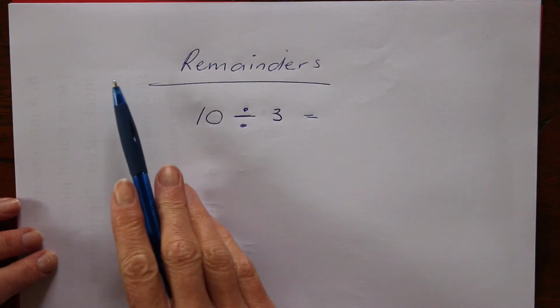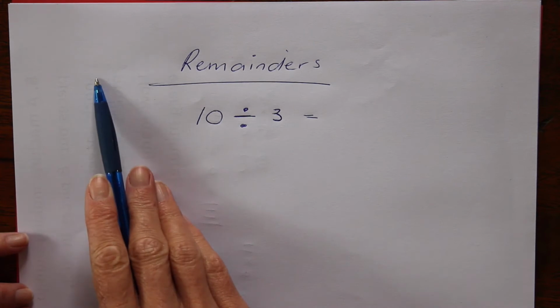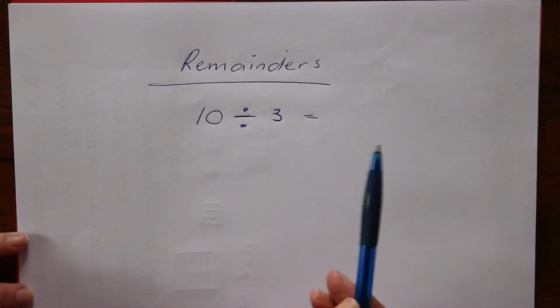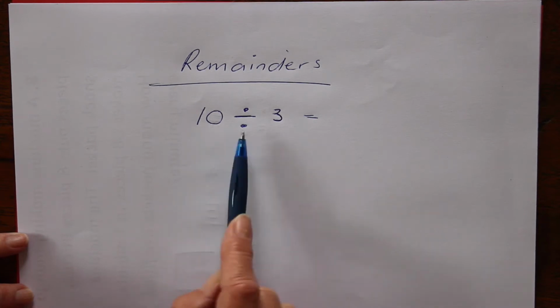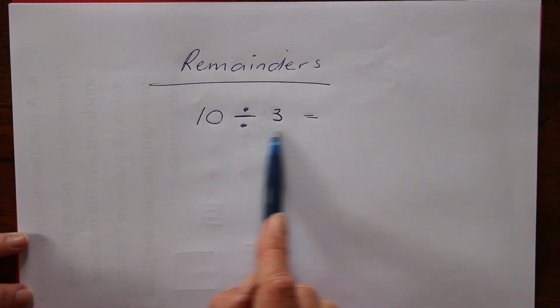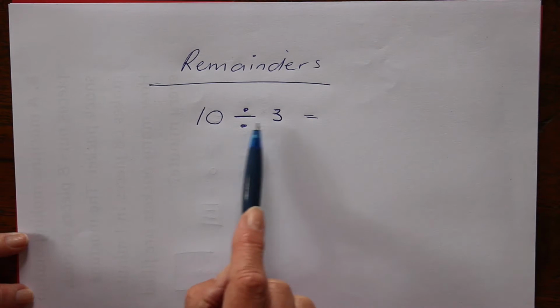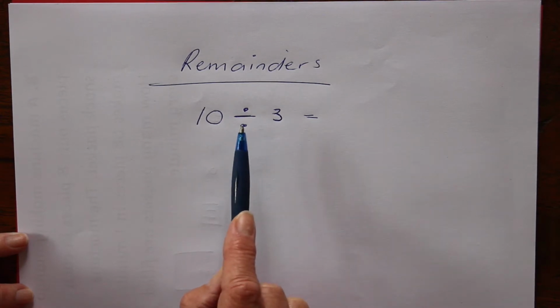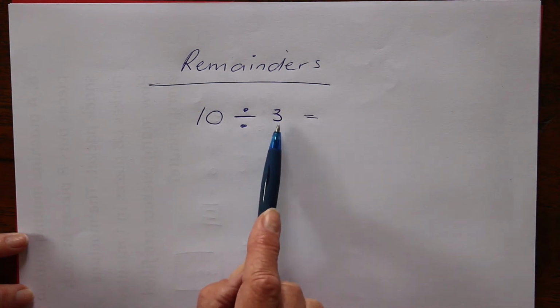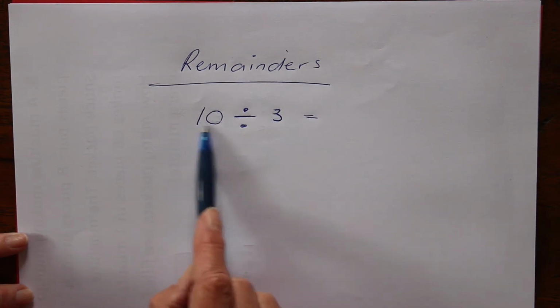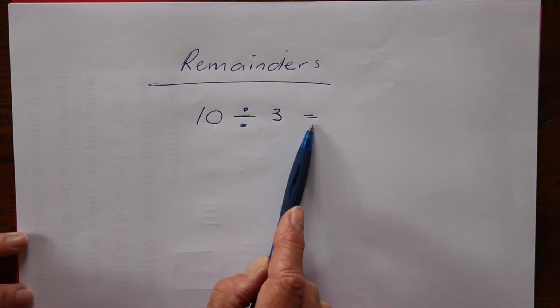We can use our multiplication tables to solve our division problems. Today we're looking at remainders because more often than not, when we have some sort of division number sentence, it's not perfect. We don't have it perfectly working out. So for example, in this number sentence, we've got 10 divided by 3.